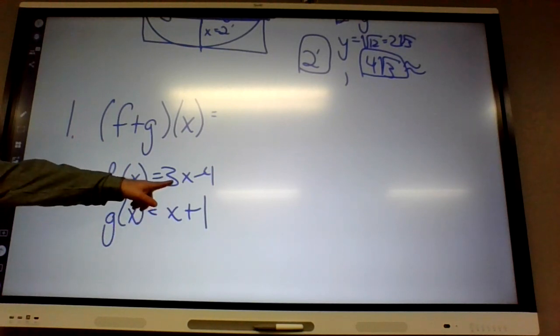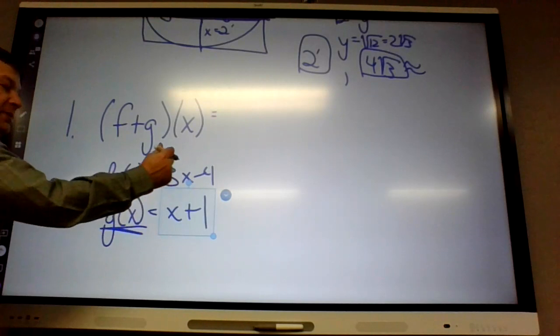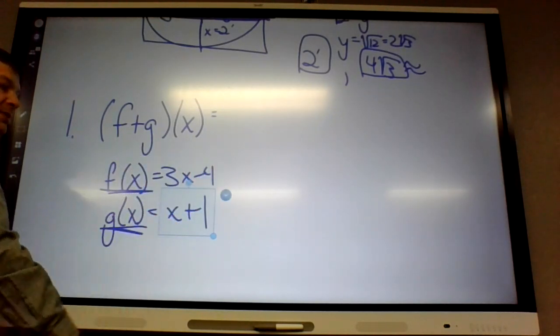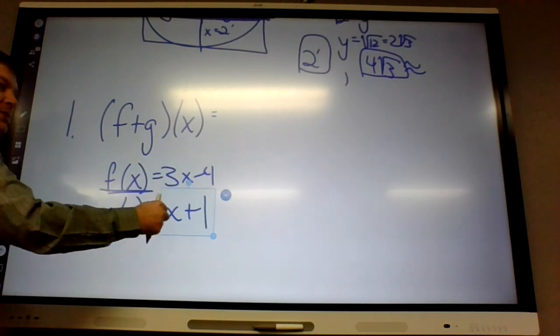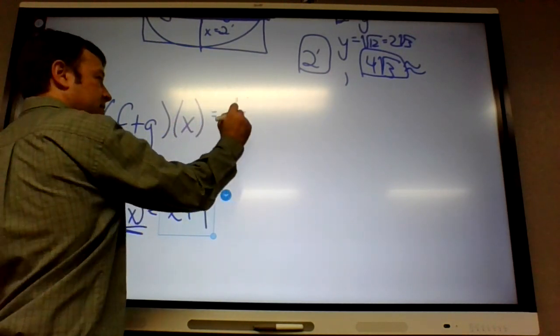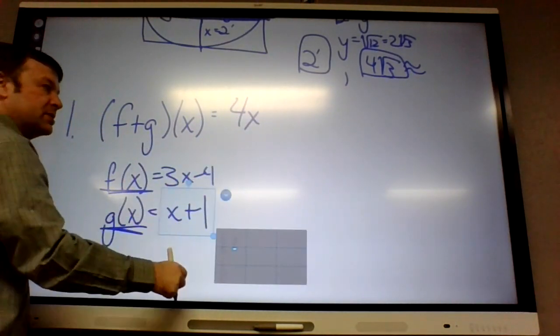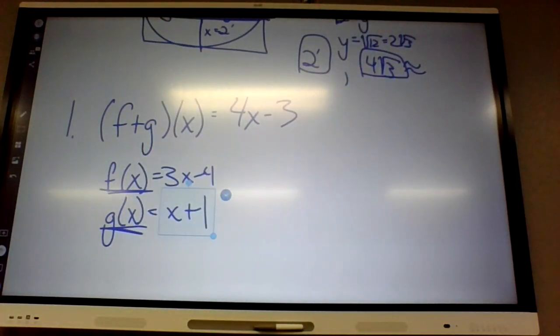Well, guess how we add this and this together? This is the name of the function, but this is actually what the function is. So how do we add these two together? Yeah, like terms. 3x plus x is 4x, and negative 4 plus 1 is negative 3. So that's it. 4x minus 3. That's easy peasy.